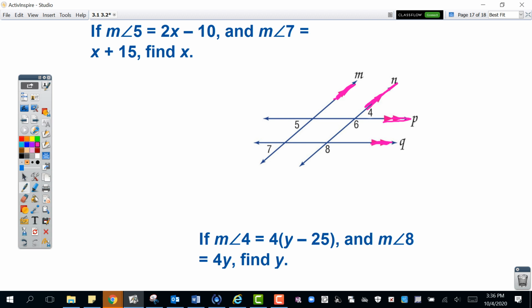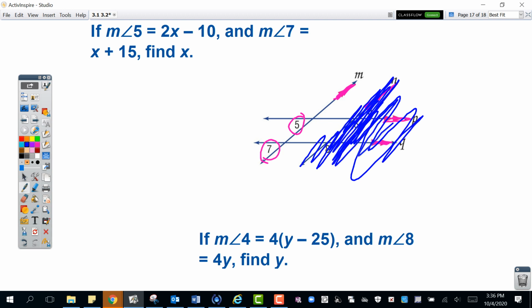It says the measure of angle 5, which is right here, is 2x minus 10, and the measure of angle 7 is x plus 15. So first off, can we classify those angles? Again, we're only looking at angle 5 and angle 7, so let's cover up everything we don't need. Let's not look at anything over here. Let's just look at angle 5 and angle 7.